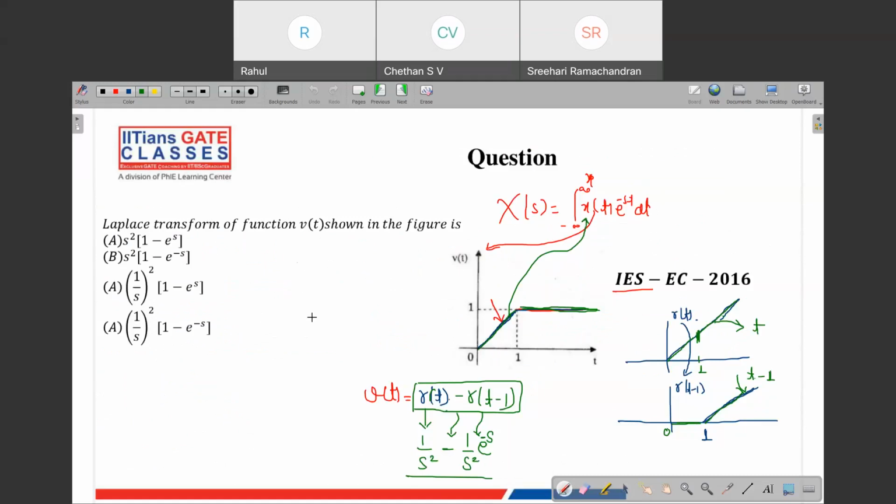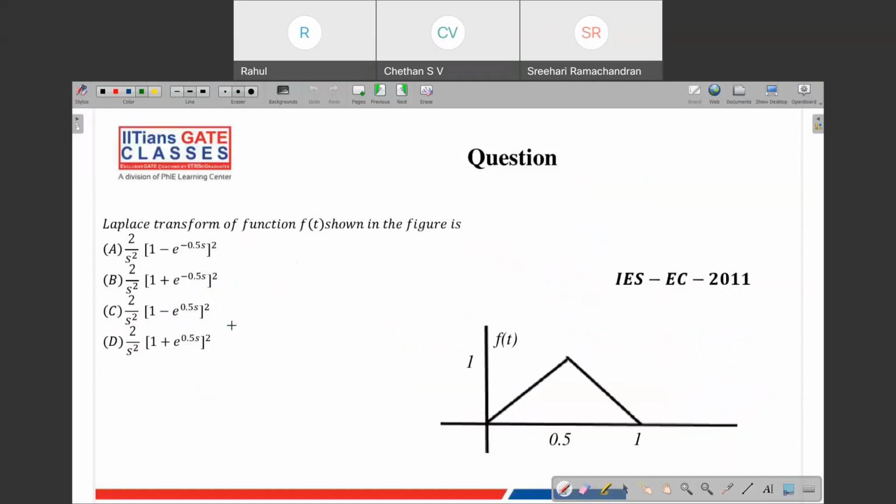Let me go to the next slide. So here the answer will be this one. Actually this will be C, this will be D. So this is the correct answer. Let me go to the next slide.